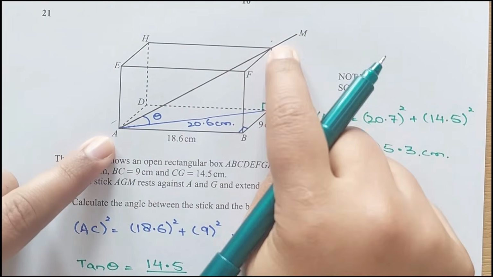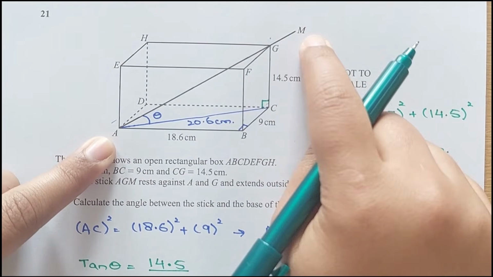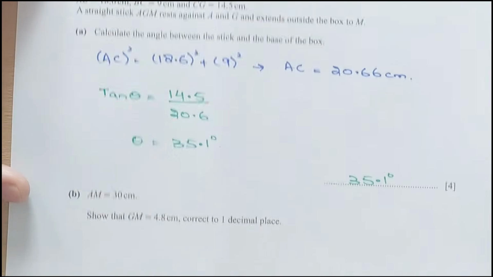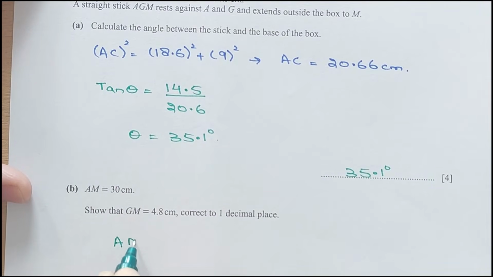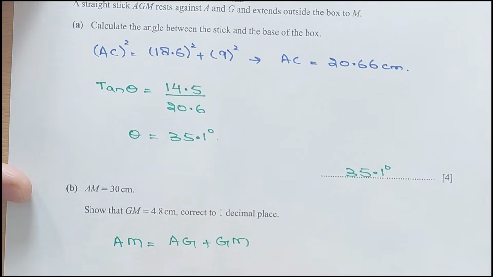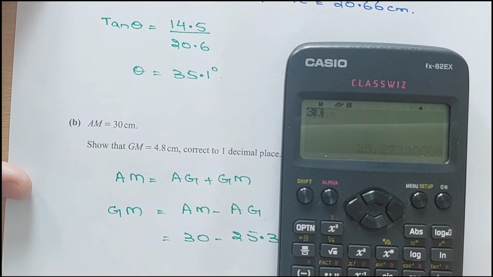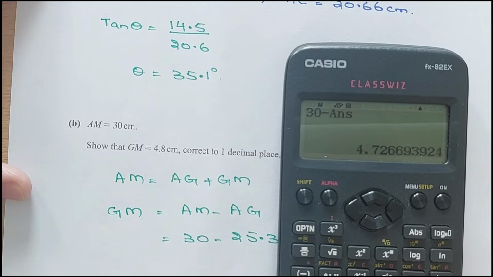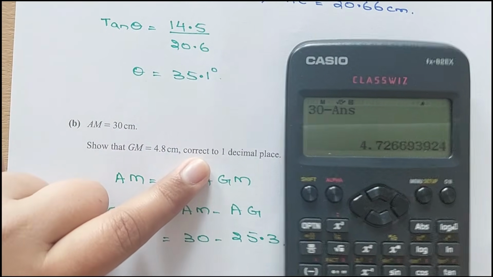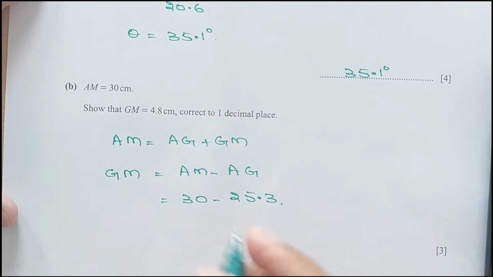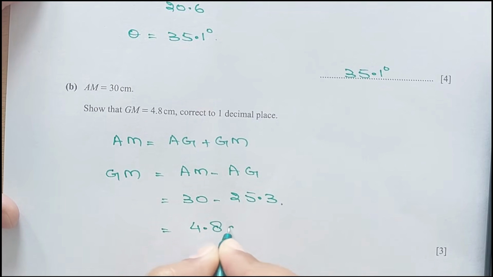So this is AG, we have 25.3, and AM we have been given, so we can easily find GM. We know that AM is the sum of AG plus GM, right? So we need to find GM. We can say GM is equal to AM minus AG. AM is 30. From 30 we have to subtract 25.3, right? So 30 minus 25.3, the answer is 4.72, and when you round to one decimal place, this is 4.8. Yes, so GM is 4.8 centimeters.